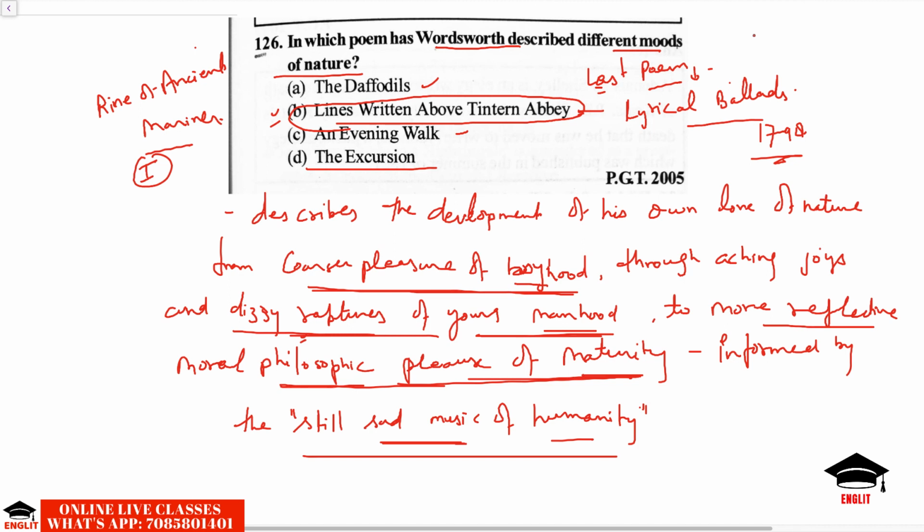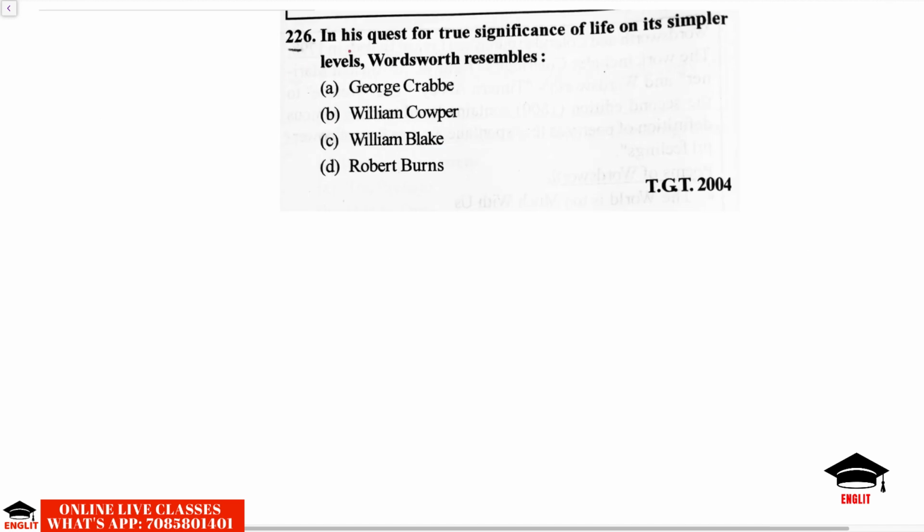There were 23 poems in all, 4 by Coleridge and 19 by William Wordsworth. Next question. In his quest for true significance of life on its simpler levels, Wordsworth resembles George Crabbe, William Cowper, William Blake, Robert Burns. The correct answer is George Crabbe, who resembled Wordsworth in their significance of life and their simpler level. The question was asked in TGT 2004.